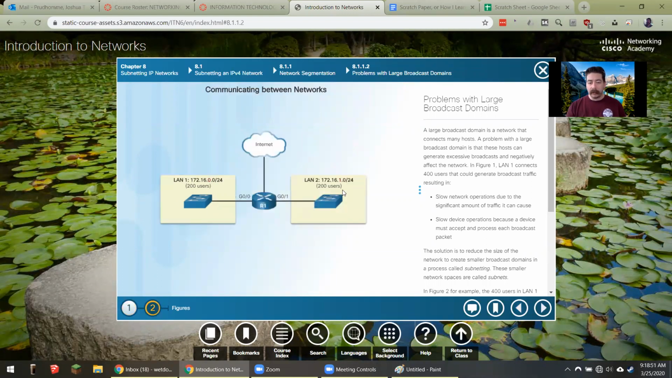So if we break that up into two smaller sections with only 200 users each, we reduce the number of broadcasts, in fact, in half per side of the network. So that's good. But when we talk about IPv6, there are other reasons to do it as well, having to do with the routing table. The routing table is what routers use to get addresses from one side of the world to another.